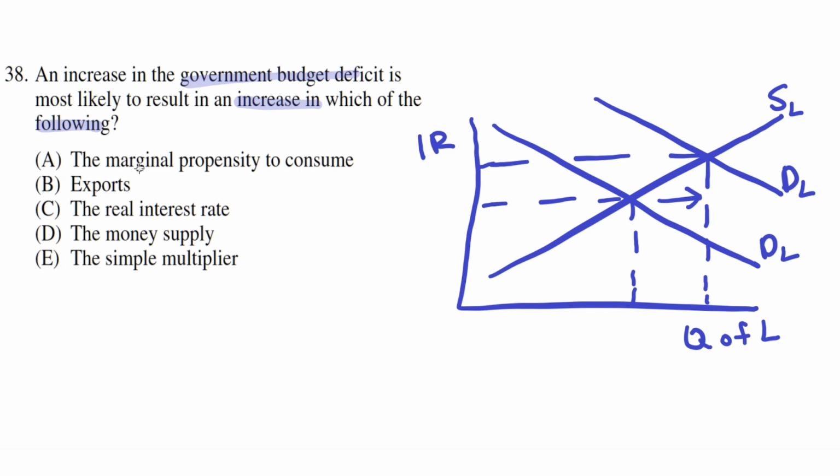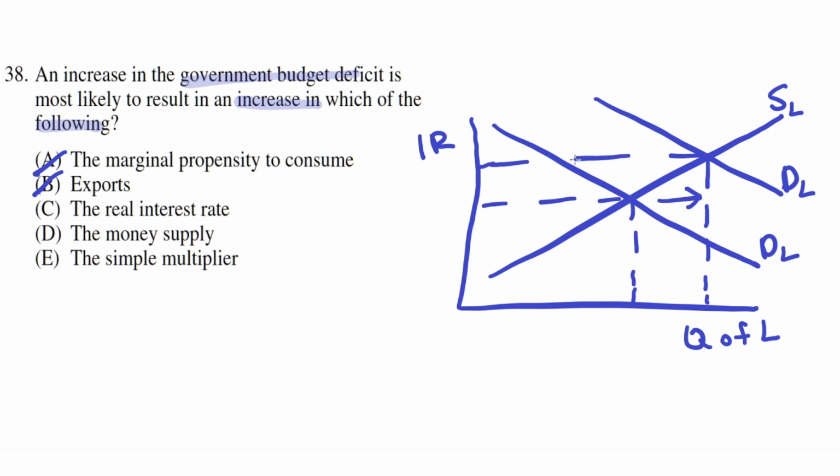Now, option choice A says the marginal propensity to consume. This is incorrect, because the marginal propensity to consume is something inherent to the people. It can't be influenced by the change in the government budget deficit. So A is incorrect. B, exports. This is incorrect because an increase in government budget deficits isn't going to influence the exports, as these two aren't quite related.